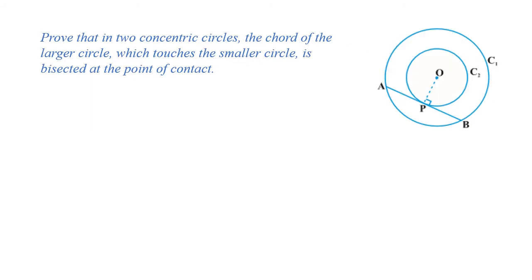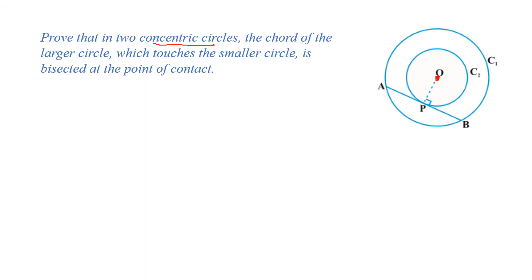Now look at this sum. Prove that in two concentric circles, the chord of the larger circle which touches the smaller circle is bisected at the point of contact. Did you understand the question? We are given two concentric circles. What are concentric circles? Do you know the definition? Circles which have the same center are called concentric circles. You can see O is the center of the first circle and is also the center of the second circle. So O is the center of the circles C1 and C2 both.